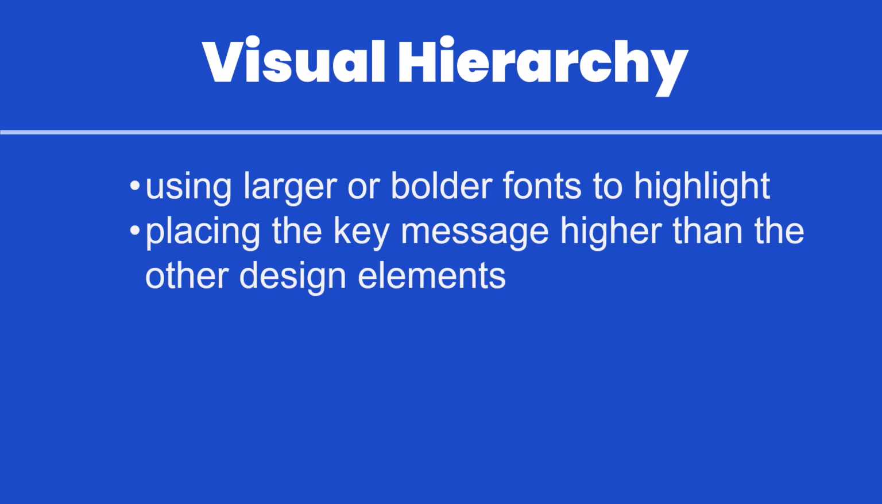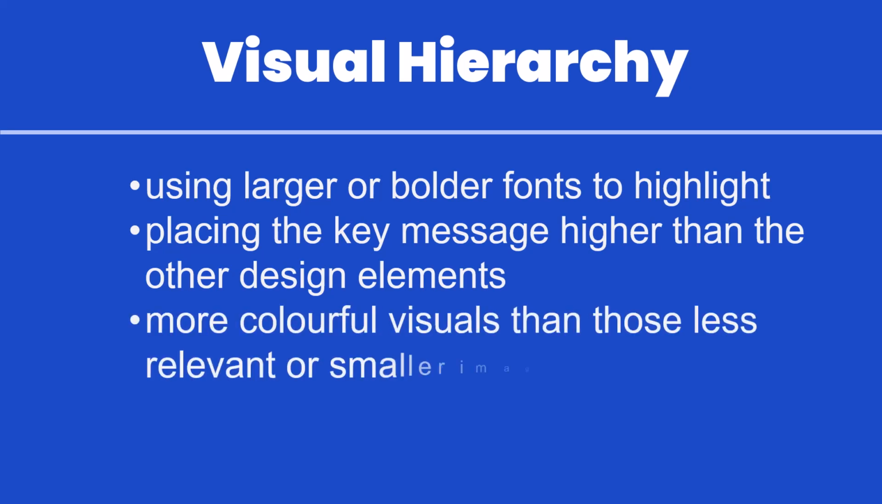You can use alignments to also create a form of hierarchical structure in your composition. So more colorful visuals will actually have a higher hierarchical attraction as compared to visuals that are quite dull. So if you make an image on a design big, obviously the viewer will be drawn to that bigger image. If the image is very colorful, the viewer's eyes are definitely going to be drawn to that.